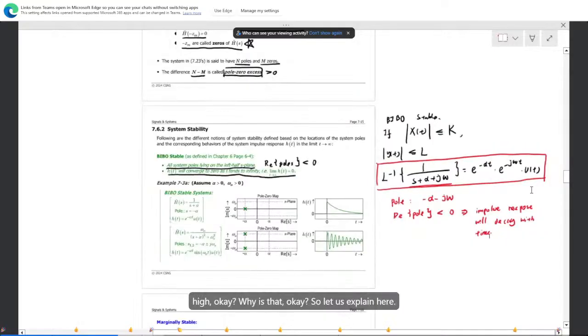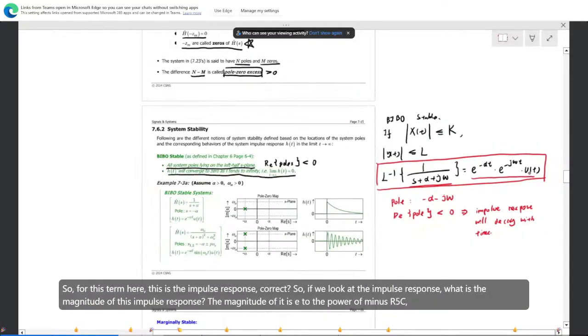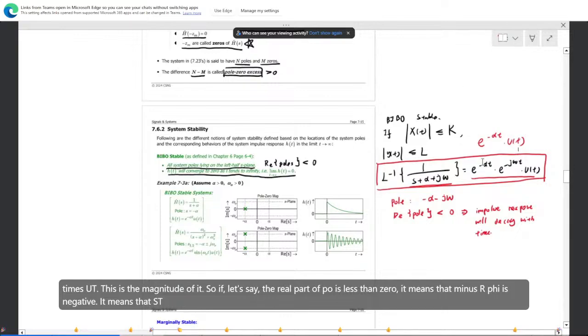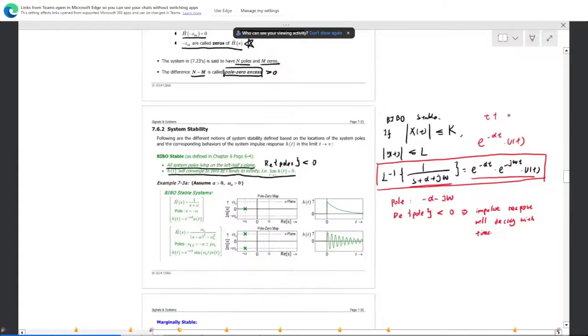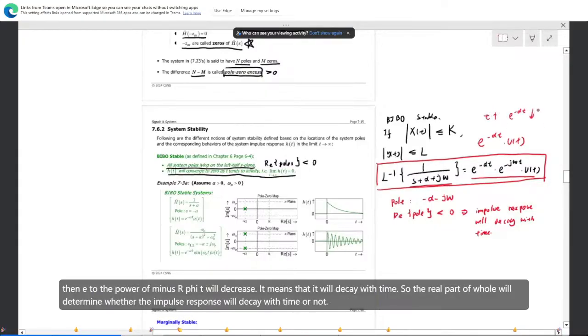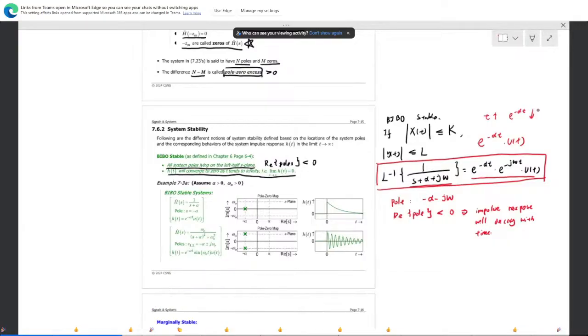Let us explain here. For this term here, this is the impulse response, correct? What is the magnitude of this impulse response? The magnitude of it is e to the power of minus alpha t times u(t). If the real part of the pole is less than 0, it means that minus alpha is negative. So as t increases, e to the power of minus alpha t will decrease. It means that it will decay with time. So the real part of the pole will determine whether the impulse response will decay with time or not. Does it make sense?